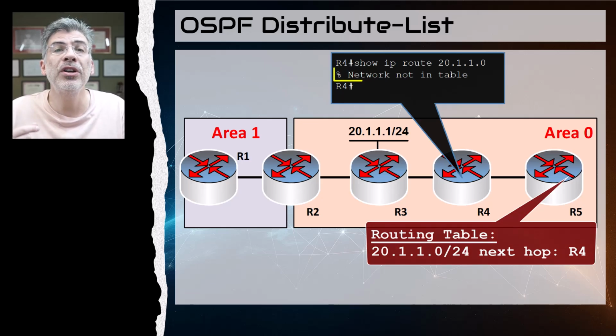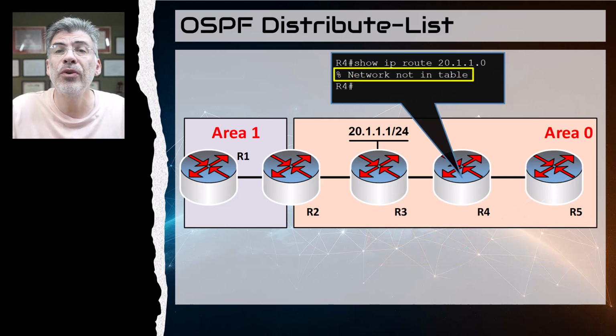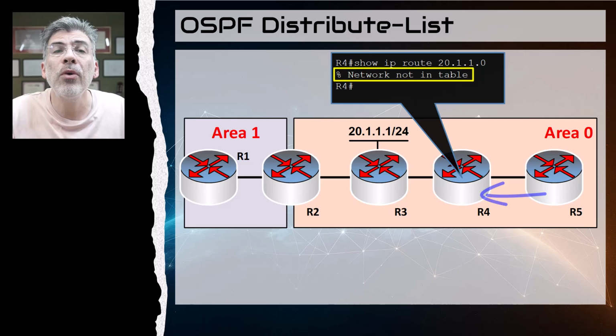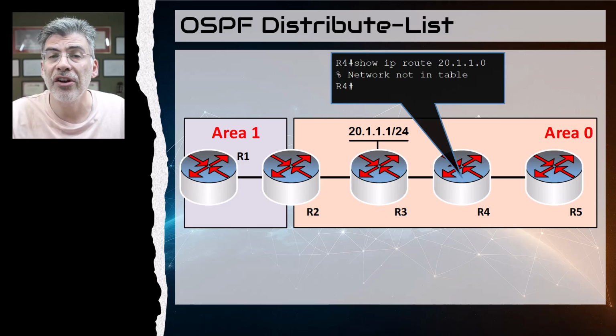Now, if R4 does not have this network in its routing table due to our distribute list, when R5 tries to reach it, it will send all its packets to R4, and R4 will drop them because it has no entry in the routing table to serve those packets, resulting in a black hole. So make sure that this feature is used with care so that such a scenario does not occur.